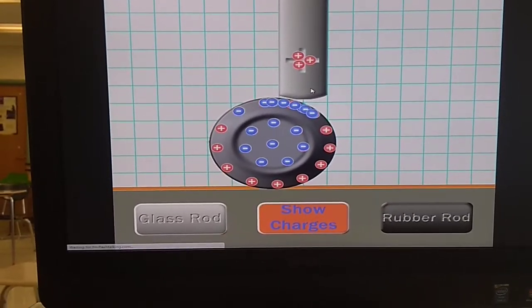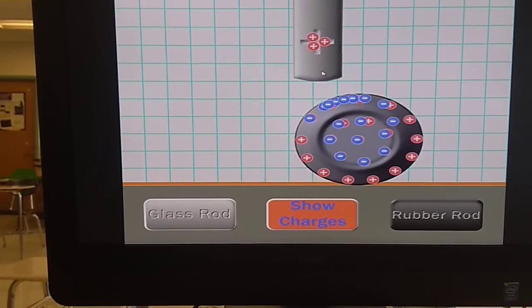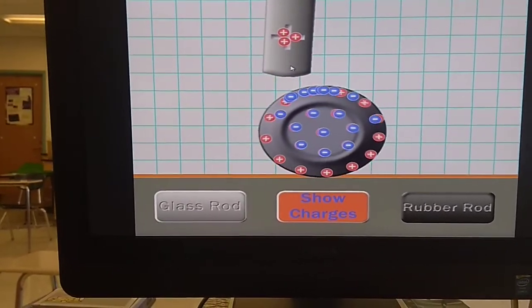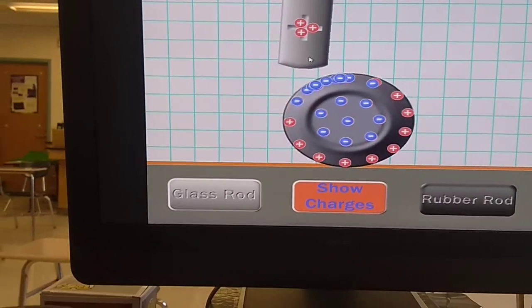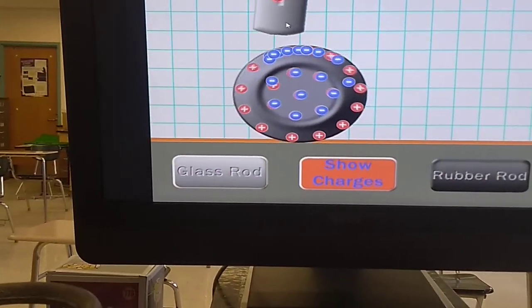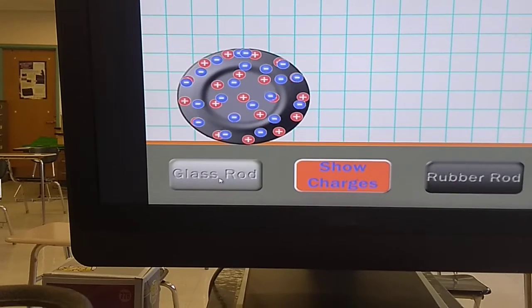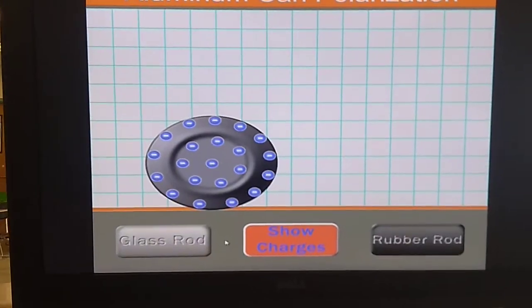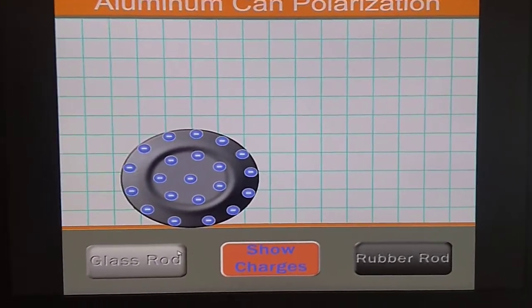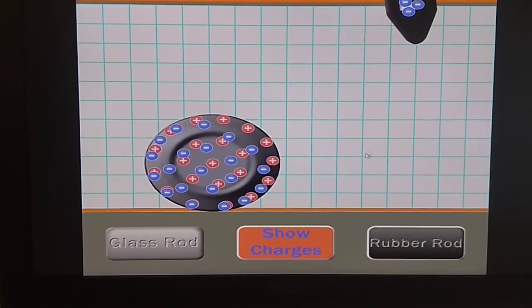If I move this around, I can actually move the can because of the electrostatic force of attraction between the rod and the charges in the can. Even though the can is neutral, it's not losing any charges. See? The can is still neutral, but it has been polarized.